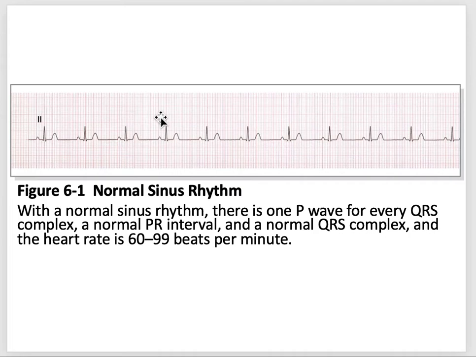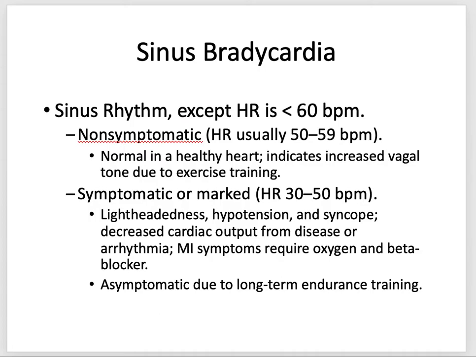So going through what we call normal sinus rhythm, this slide shows us normal sinus rhythm. If something's sinus bradycardic, it would be a heart rate less than 60. You already knew that.